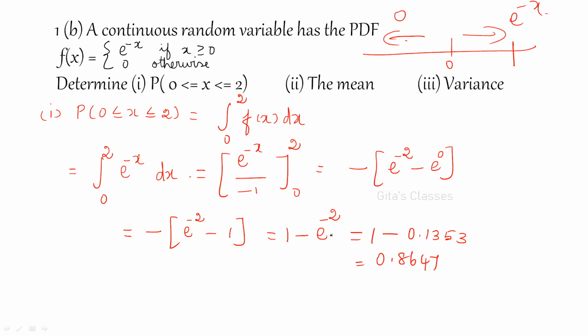If you substitute, you will get 0.8647. You can write up to the term 1 minus e power minus 2 also; you can stop here. If you have a calculator and know how to find the value, you can write it. Otherwise, up to this is also fine. You will get marks even if you write 1 minus e power minus 2.